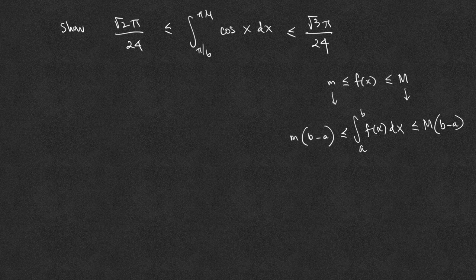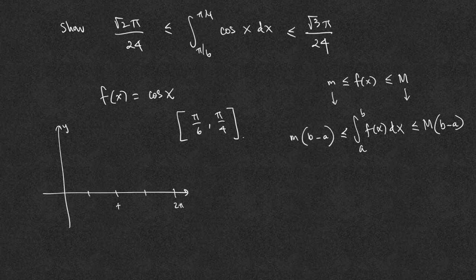To use this inequality, we just need to find out whether f of x equals cosine of x has a lower bound m or an upper bound M on the interval pi over 6 to pi over 4. From the graph of cosine of x, we see that the function cosine of x is decreasing on the interval pi over 6 to pi over 4, and so f of pi over 6 is greater than f of pi over 4.